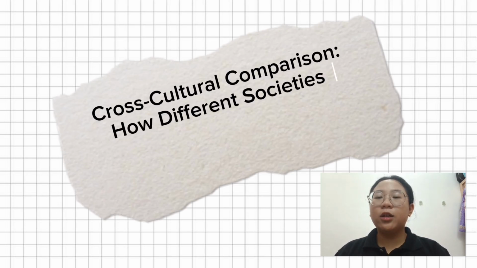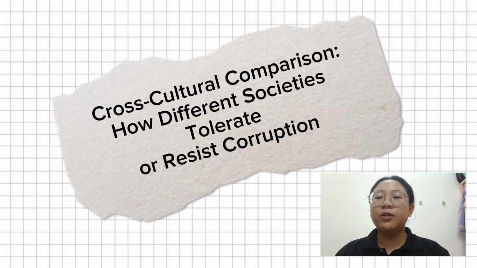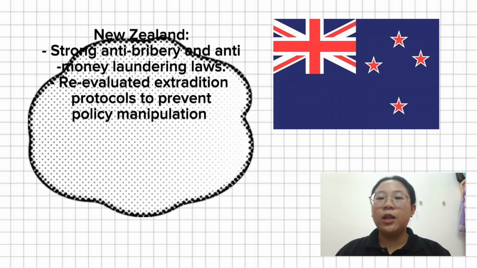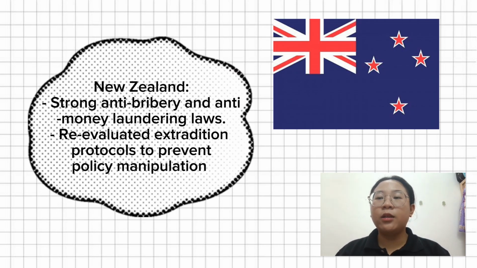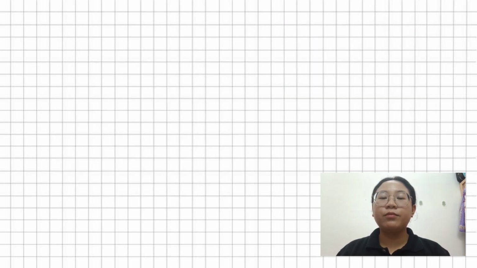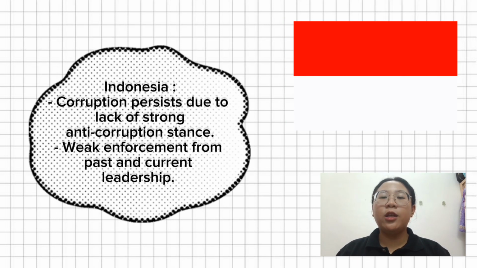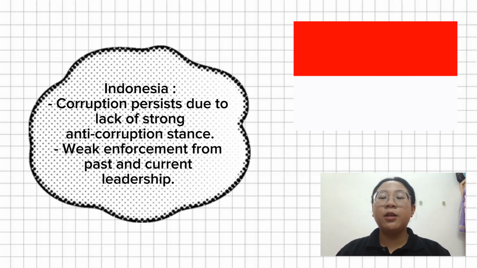Secondly, cross-cultural comparison: how different societies tolerate or resist corruption. In New Zealand, the government has initiated various anti-bribery and anti-money laundering laws and rehabilitated extradition protocol to make policy free from manipulation. Meanwhile, in Indonesia, corruption persists because of a lack of firm stance in combating corruption from 7 presidents of Indonesia to the current president.